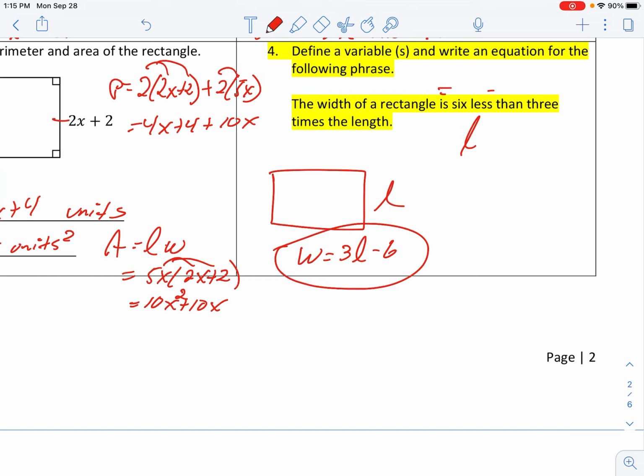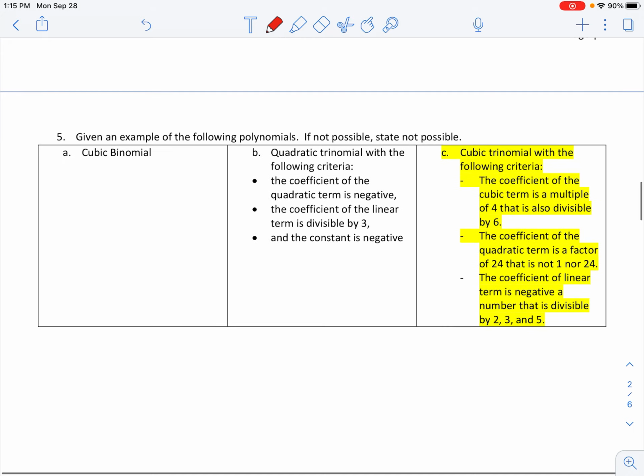Now to define the variable at the top, well, what does the L and the W mean? Length and W for width. That's what I mean by define a variable. And then write an equation is then this right here, based off of the sentence, okay? This can be used for word problems through geometry and more into algebra 2, all right?